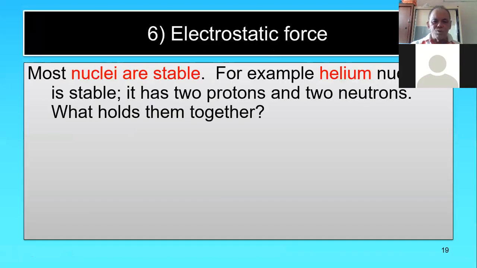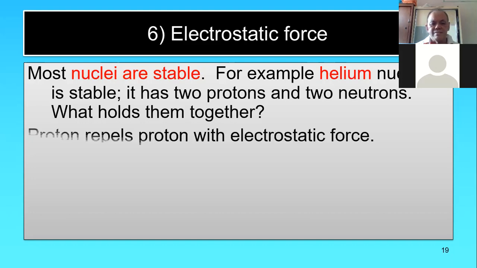But we see that most nuclei or most atoms are stable. For example, the helium nucleus is stable. It has 2 protons and 2 neutrons. Of course, you will reason it out: what holds them together? Proton and proton, of course, cannot exist together because they have repulsive force. But then it comes to the neutron, which must be a contributing factor.